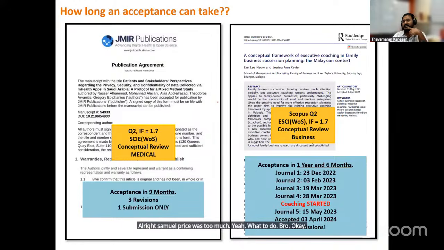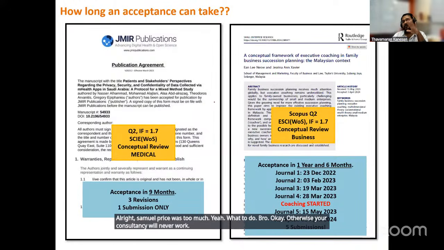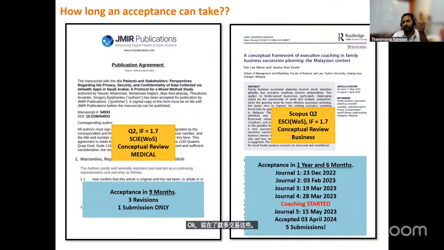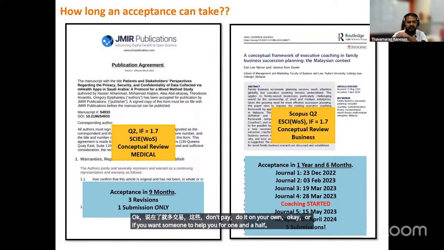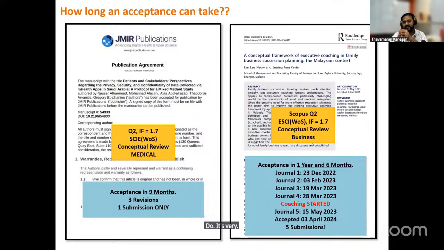Otherwise your consultancy will never work. If you want someone to coach and consult you for 1 year, 1.5 years, 2 years to get your paper accepted, and you don't pay them, they're not going to work. So there are two choices here. Don't pay, do it on your own. Or if you want someone to help you for 1.5 years, carry out 10 submissions, choose from 40 journals, tell you go here, go there, submit here, and teach you how to respond to reviewer comments. If you're not going to pay, they're not going to do it. It's a very difficult process. So I always advise students, try on your own, no harm.